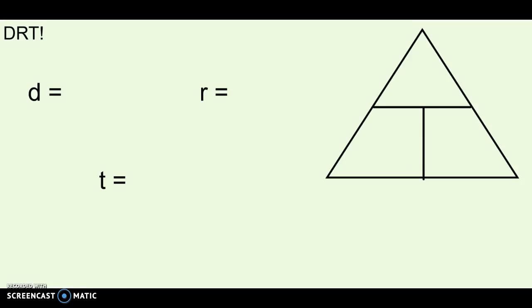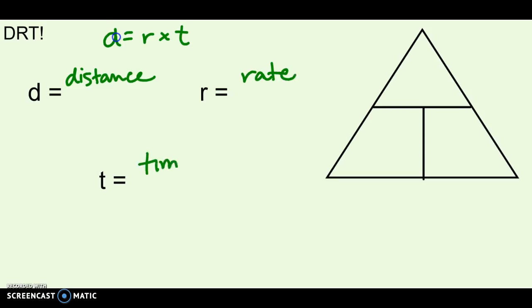Okay, so the last piece of this video is the DIRT formula. It helps us find distance, rate, and time. There's a formula that distance equals rate times time. But sometimes they ask us for the rate or the time, so we're going to go through how to easily get those, okay? So first of all, I'm going to fill in that D is for distance, R is for rate, and T is for time.